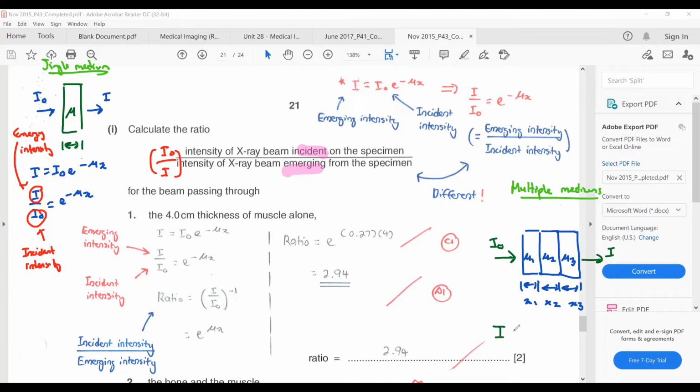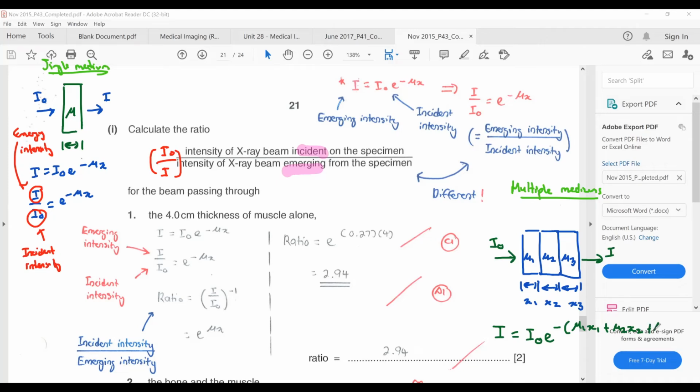What I mean by that is that I is actually equal to I naught exponential negative mu1 x1 plus mu2 x2 plus mu3 x3.